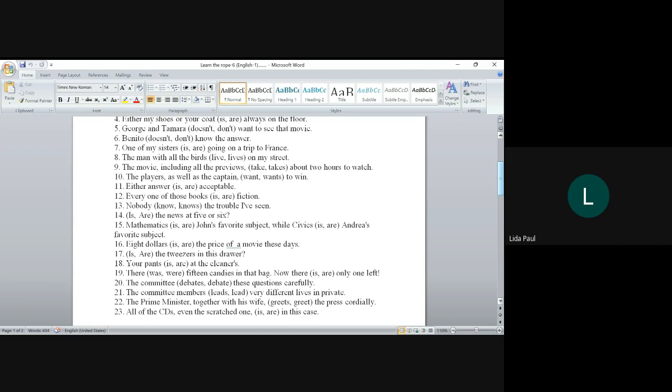"The Prime Minister, together with his wife, greets the press cordially." Again, it's the same example like we were looking at in example number 8, 9, 10, right? So here, Prime Minister is your subject, it's singular, hence the verb has to be singular here, okay?